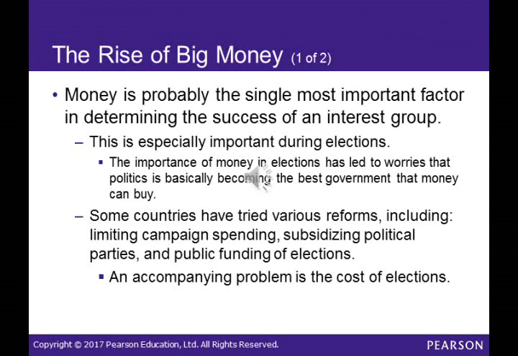Money is probably the single most important factor in determining the success and effectiveness of interest groups. This is especially important during elections. One of the most common strategies of interest groups to influence politics is funding electoral campaigns, because electoral campaigns are so expensive and no candidate, no political party can afford funding their own electoral campaign.